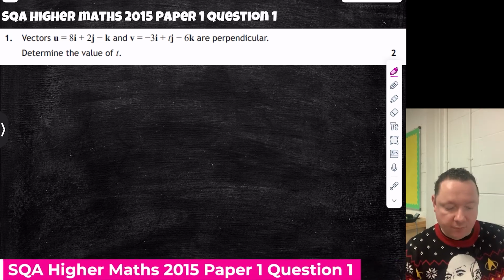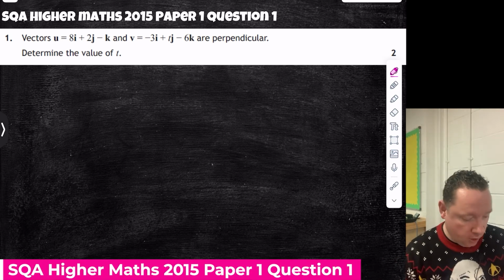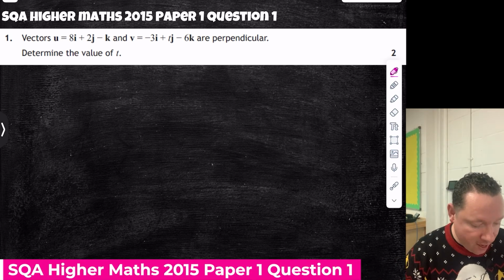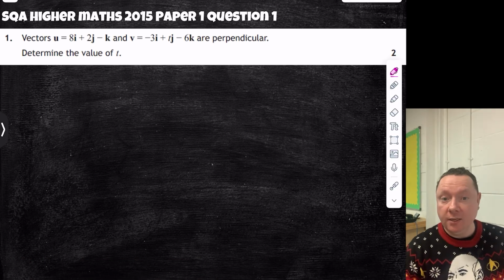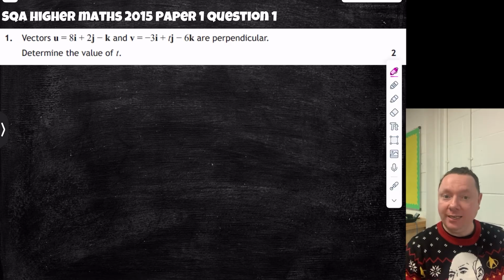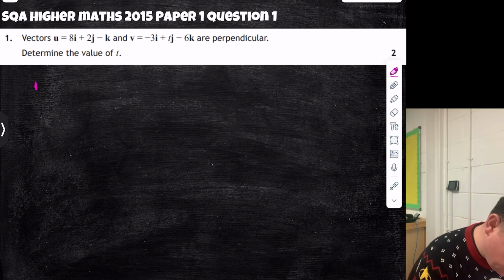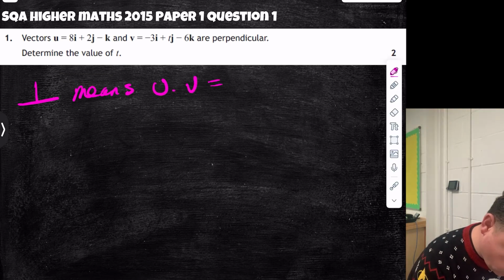SQA Higher Maths 2015, paper 1, question 1 on vectors. Vectors u and v are perpendicular. Find the value of t. Right, if two vectors are perpendicular, it means the angle between them is 90, and cos of 90 is 0. So u dot v equals 0. So perpendicular means u dot v equals 0.